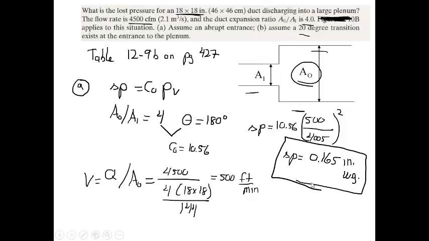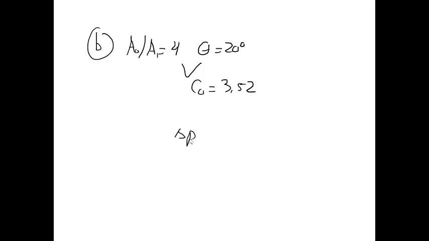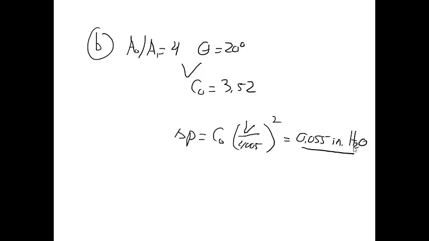Okay. What happens if you increase the angle? It's not abrupt entrance anymore, and instead we have an angle entrance of 20 degrees. It changes the problem a little bit. So now we have the same expansion ratio, but now instead we have a 20-degree transition. Well, you should find a smaller coefficient, and basically that smaller coefficient is going to equate to a lesser pressure loss. Okay?